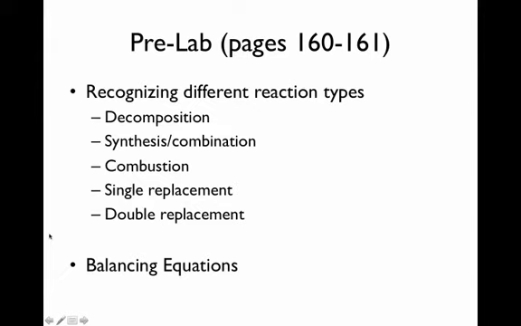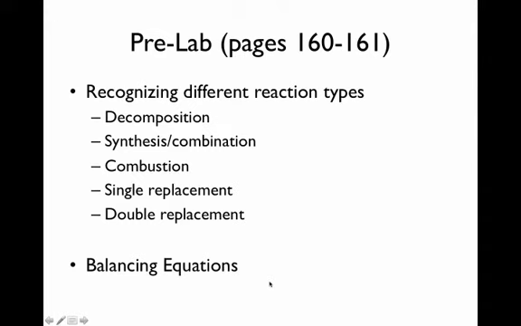So the pre-lab is basically more of the same. It's on pages 160 to 161 in your handout, although I will give you a separate handout that has all of the information again. And the idea is you're going to look at a bunch of chemical reactions and you'll say, is this a decomposition? Is it a combustion? Is it single replacement? Is it double replacement? Etc. And in addition, some of the pre-lab questions actually ask you to balance some of these equations. So you're going to get practice doing that.